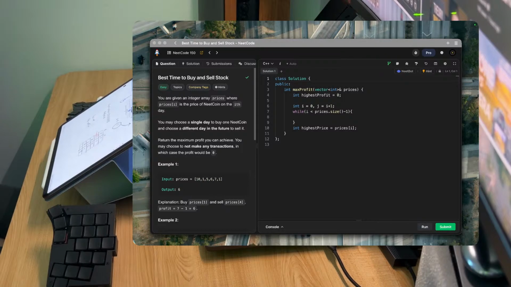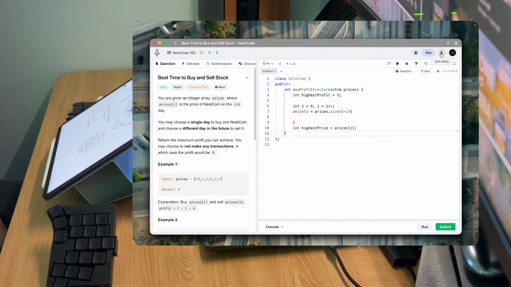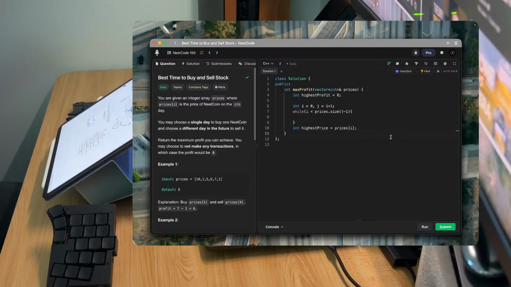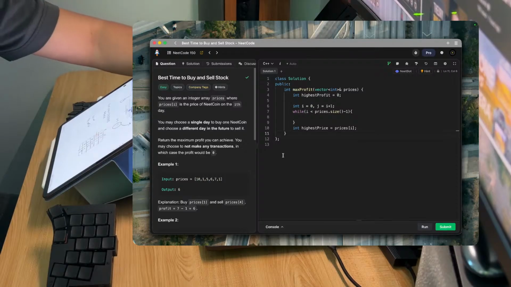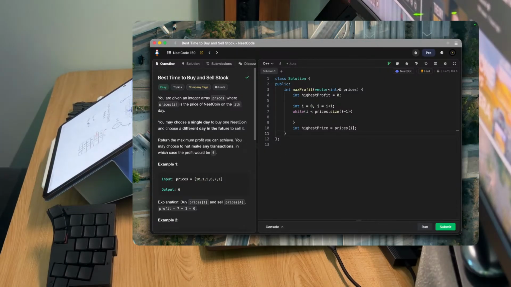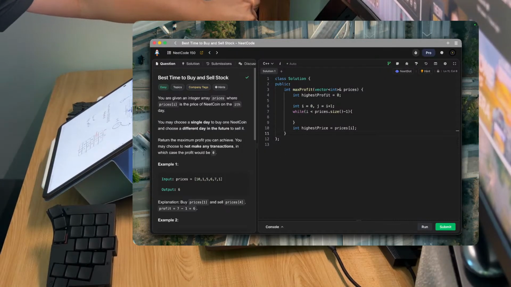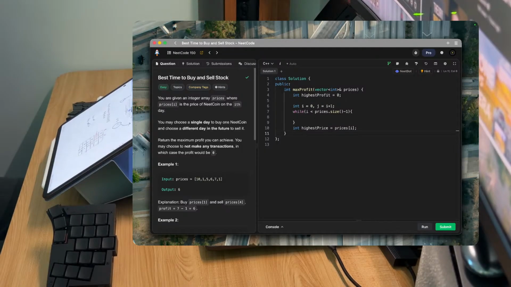Where did I leave off last time I tried to do this? Okay, this is what I have. Dark mode's a little better. My brightness is not high enough. What was I trying to do? Let me see.